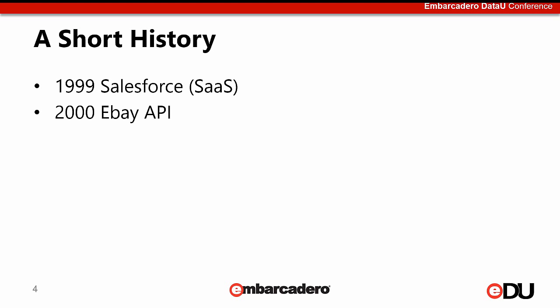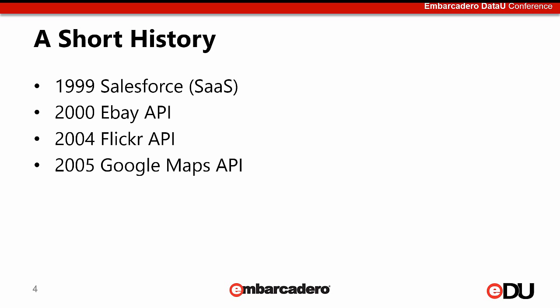Jumping to 2004, the Flickr API was introduced and quickly defined their business. It showed the possibilities, certainly, of what APIs could do for business ventures. Google Maps API, which we've alluded to already.